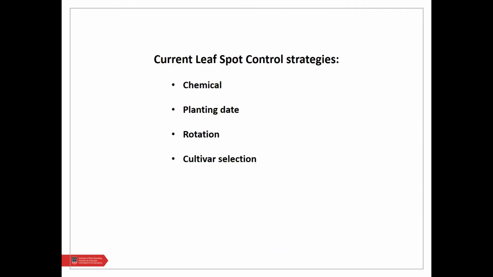Current leaf spot control strategies include chemical controls, of which there are some really good fungicides available. They're very effective, but they're an extra cost and are expensive. Planting date has been shown to have an effect on severity. Good rotation can also have a very positive impact, as well as cultivar selection, and there are some with fair resistance available.